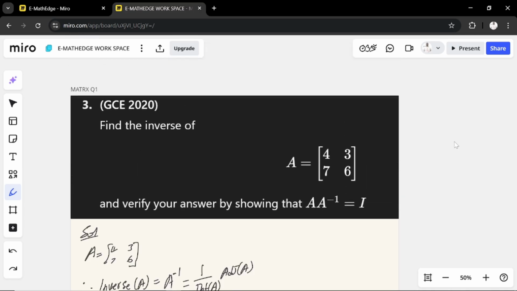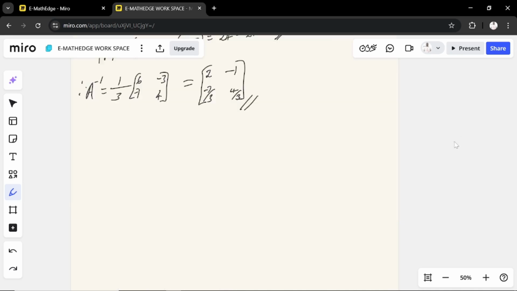Mind you, that is not all. We are as well asked to find or to verify if the product of matrix A by the inverse of the matrix which we obtain will give us an identity matrix. So, to verify if the product of matrix A by the inverse of matrix A is equal to an identity matrix.